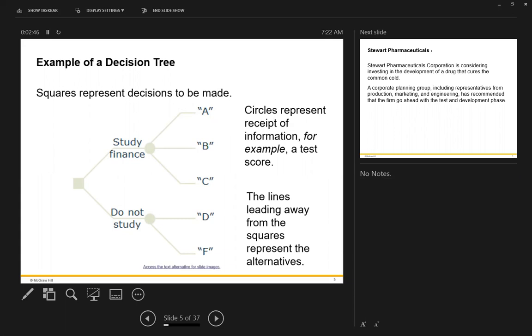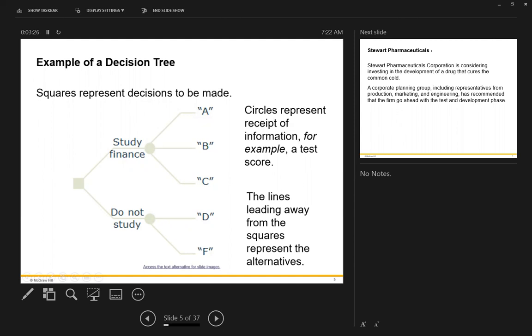Maybe some of you are going, I should have created that decision tree back in August. But take a look: should you study finance or not study finance? Well, if you want to get your MBA, you have to study this course. The squares represent decisions that need to be made. So we see this square right in the very beginning that says, if I study finance, what are the possible outcomes? I could get an A, B, or C.